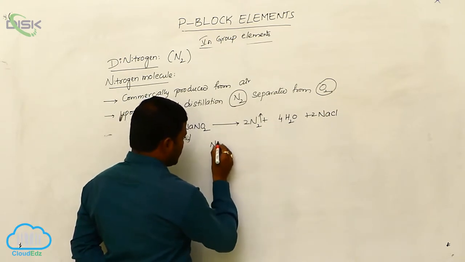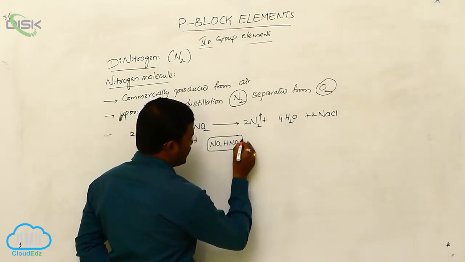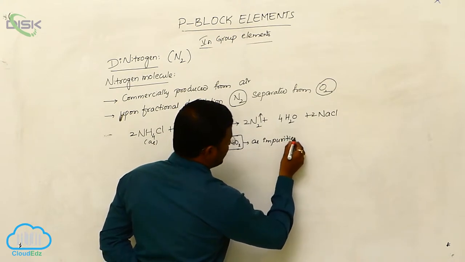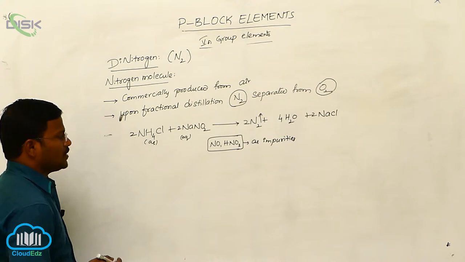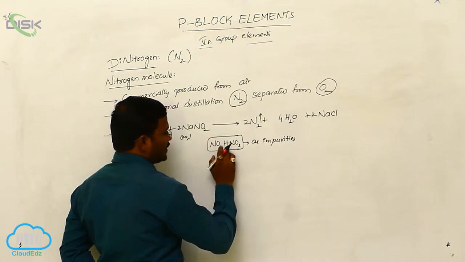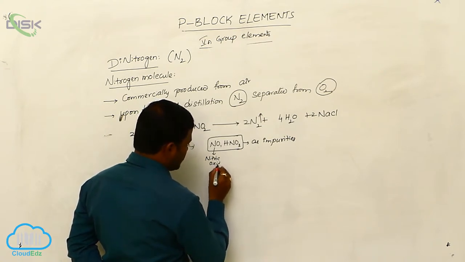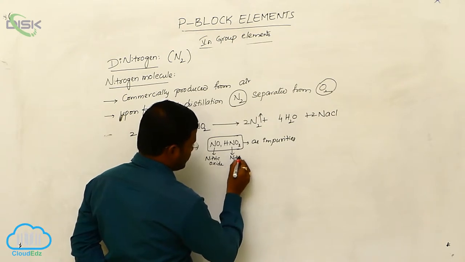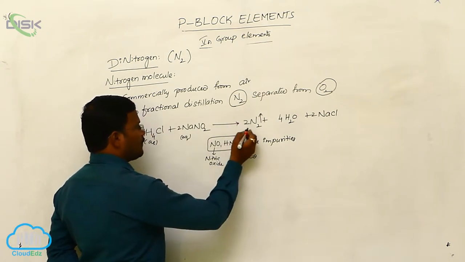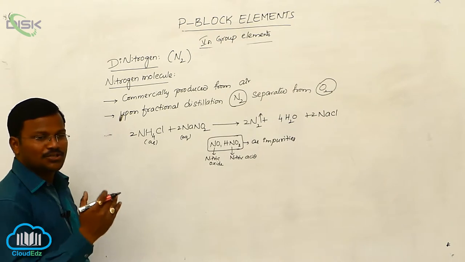results in nitric oxide and nitrogen monoxide or nitric oxide as impurities. To remove these impurities, aqueous H2SO4 is passed through the mixture, and then it removes nitric oxide and nitric acid. So these two are produced as impurities during this preparation of dinitrogen gas. These impurities are eliminated by treating it with aqueous H2SO4.